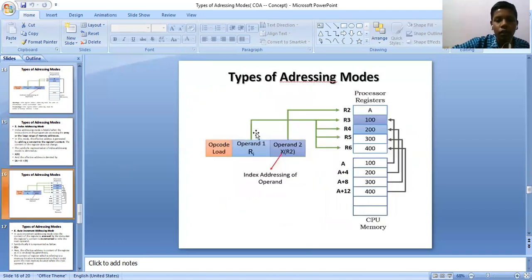And in the given picture, we can see that operand 1, Ri, is stored in many forms, and the values are stored in registers R3, R4, R5, R6. Operand 2, X(R2), is stored in a particular register, R2A.